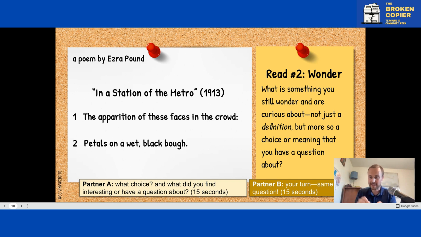You had a chance to write it down. You had a chance to share with your partner. I'm just asking you to share out one of those things briefly. I try to get a lot of different people. It also helps me practice names early on.